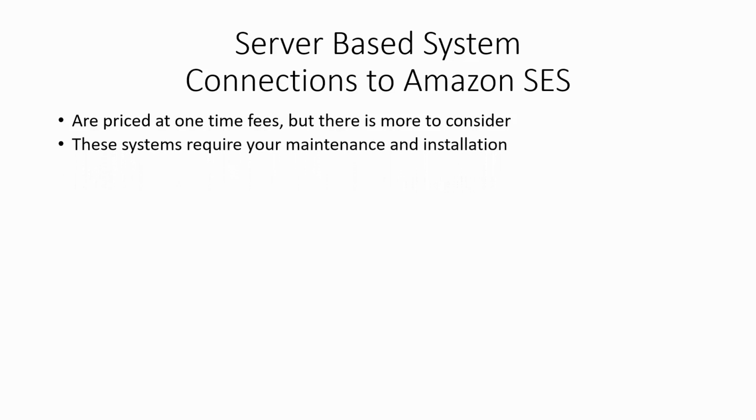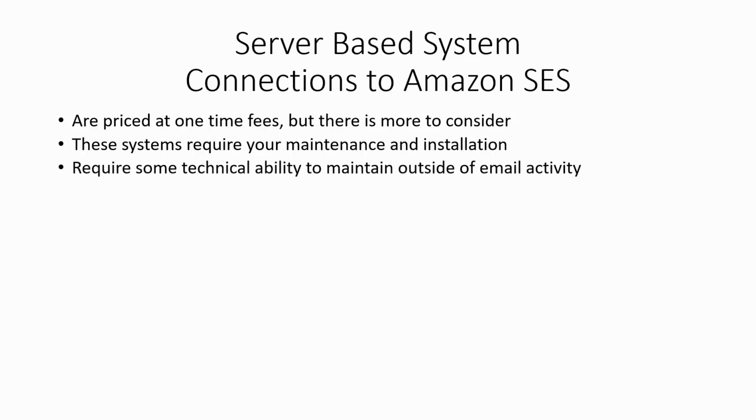Now, these server-based systems require your maintenance and your installation. So just getting it up and running will require you to take time in order to get it operational and then for you to maintain the system. And these systems, in their installation as well as their maintenance, do require technical ability. And this is going to be outside of monitoring the email activity. So whether or not your emails are bouncing and whether or not your emails are doing what they're supposed to be doing, those are going to be things that you are going to have to take on or have someone on your staff take on.